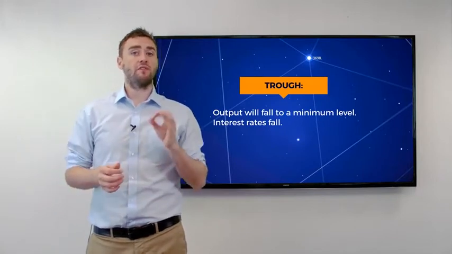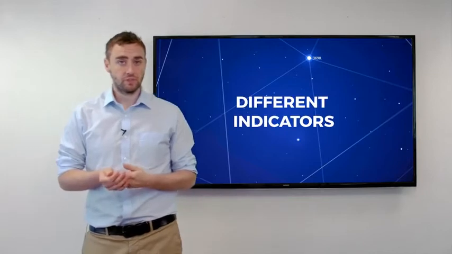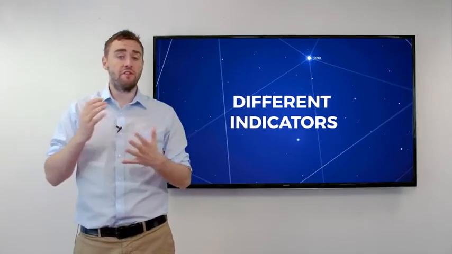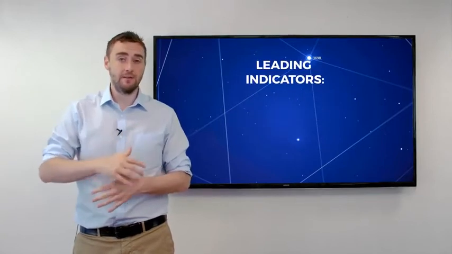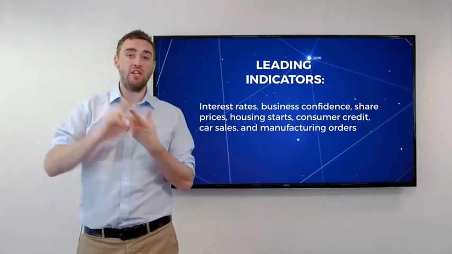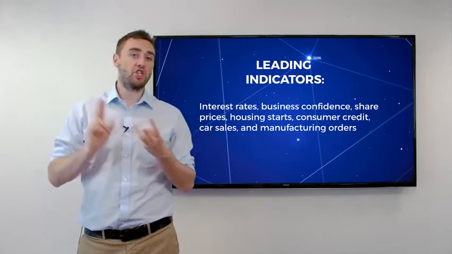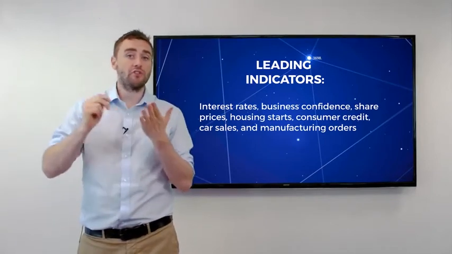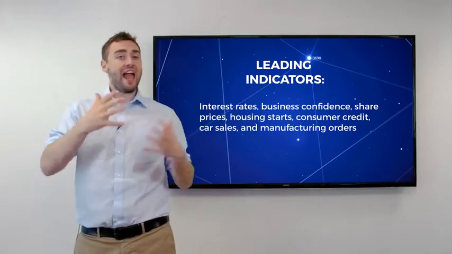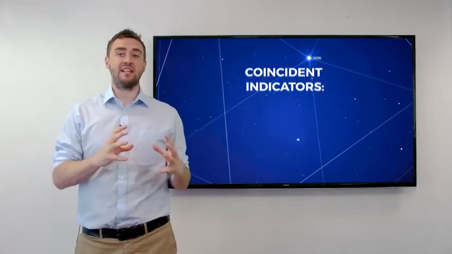There are also different types of economic indicators. So, we're going to look at some of these now, the different levels. The first topic we're going to look at is leading indicators. Leading indicators include things like interest rates, business confidence, share prices, housing starts, consumer credit, car sales, manufacturing orders, things like this. The next section is coincident indicators.